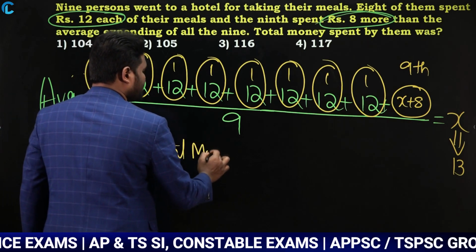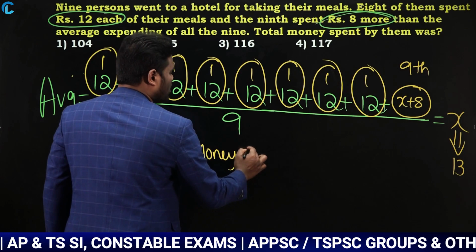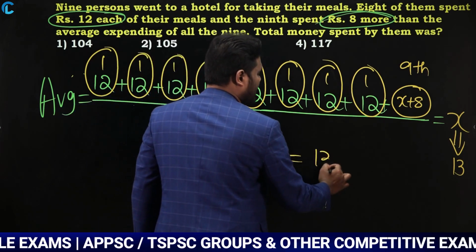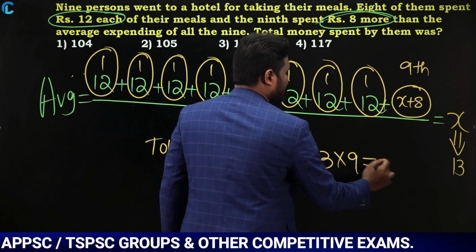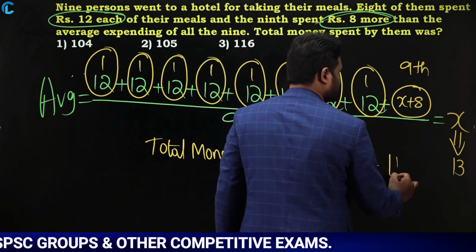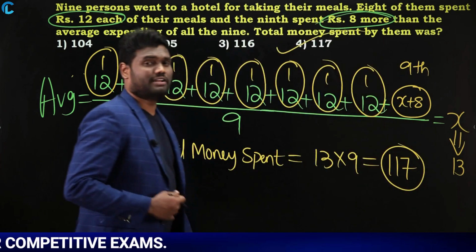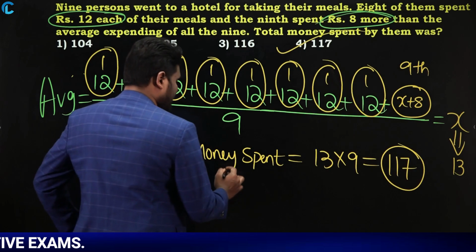Total money spent. That was your question. Total money spent: the average is 13 and the number of persons is 9, so we can say 90 plus 27, which is going to be 117. So the total money spent by them is going to be 117 rupees. Sometimes questions may be in this way.